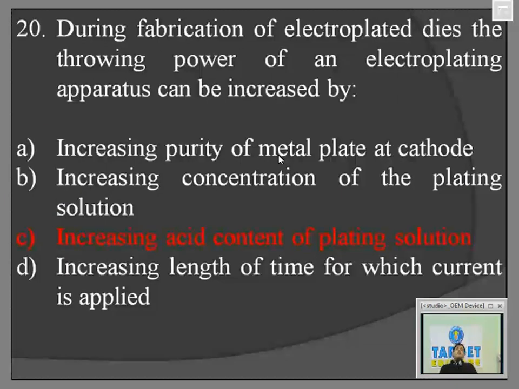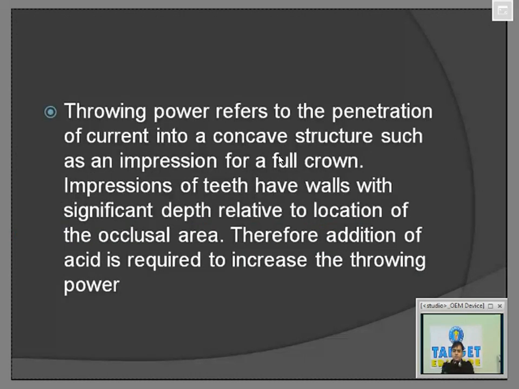Okay, question number 20 once again. During fabrication of electroplated dyes, the throwing power of an electroplating apparatus can be increased by. Correct answer is increasing acid content of the plating solution. Since the impression is a concave structure, and the current has to flow deep into the walls of the prepared tooth, addition of acid is required to increase the throwing power.